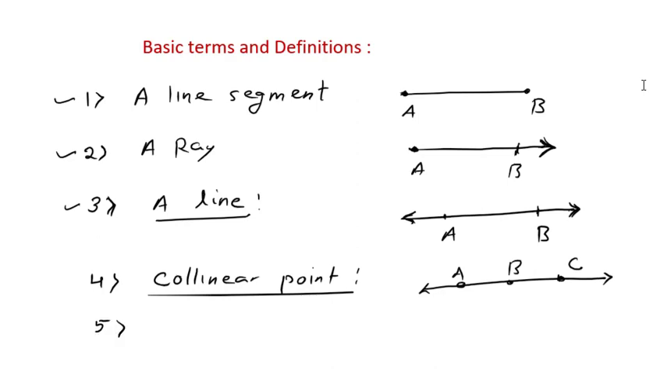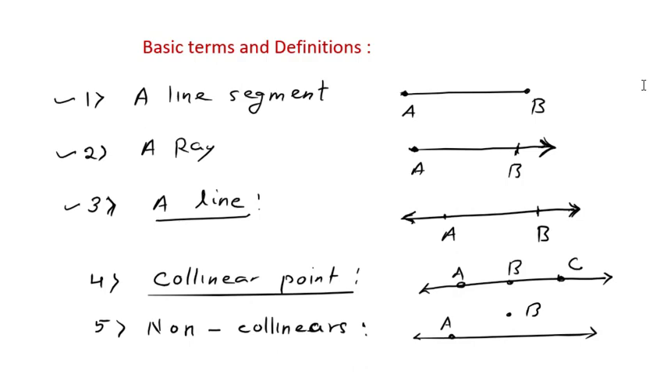Fifth is non-collinear point. As we defined collinear point, you can easily define non-collinear point. The points which are not on the same line are called non-collinear points. Suppose I have point A here, point B somewhere here, and point C here. Then in this case points A, B and C are non-collinear points.